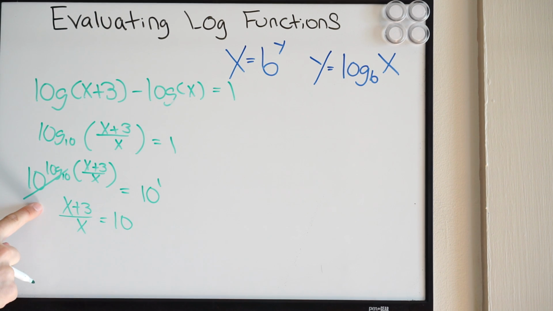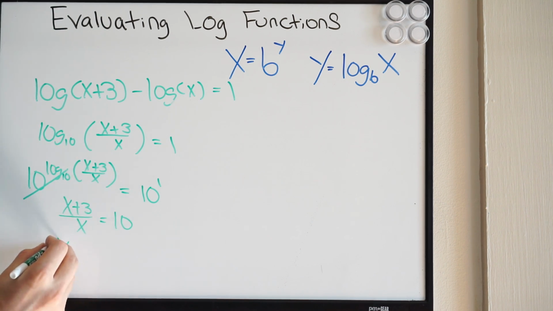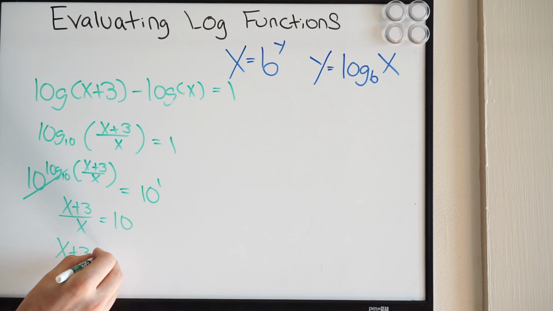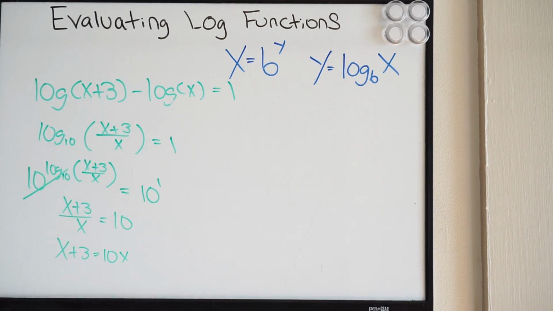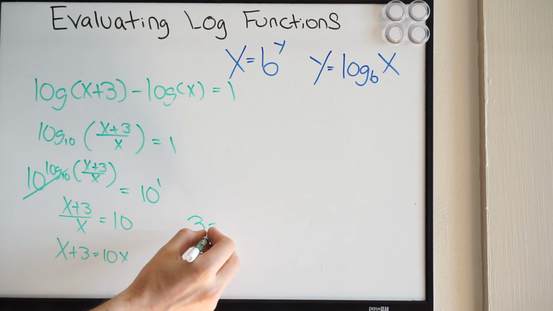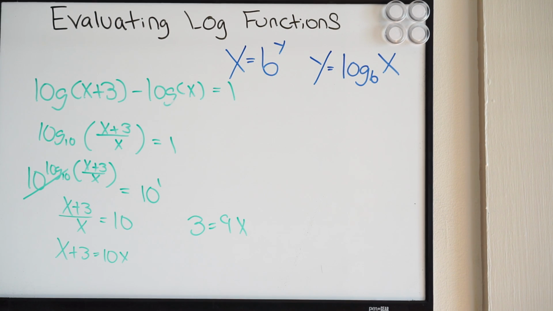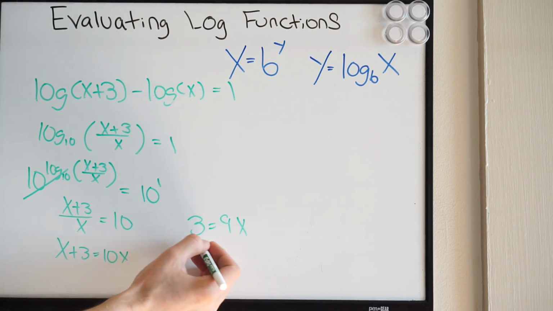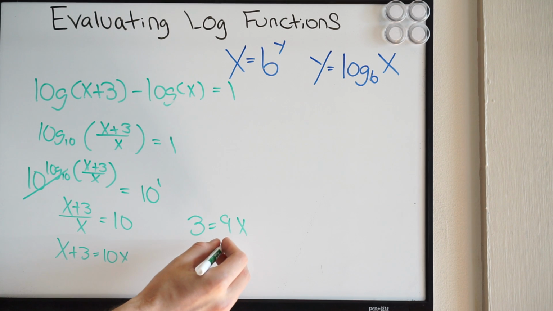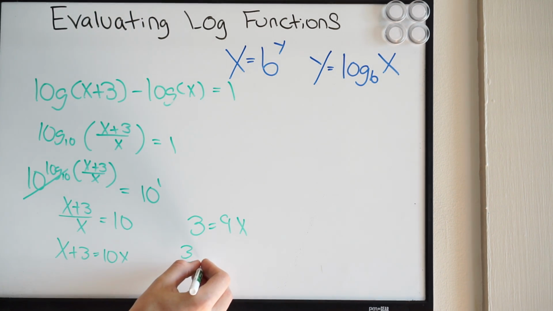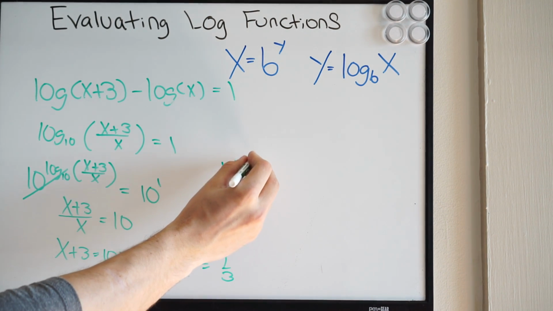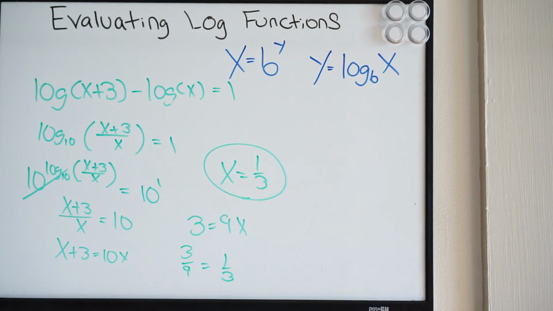Multiply x on both sides, so we'll have x plus 3 equal to 10x. Subtract x on both sides, we now have 3 equal to 9x. And now just simply divide by 9 to solve for x. So when we divide by 9 here, we get 3 over 9, which is going to reduce to 1/3. Okay, so x here equals 1/3. All right, and we are done.